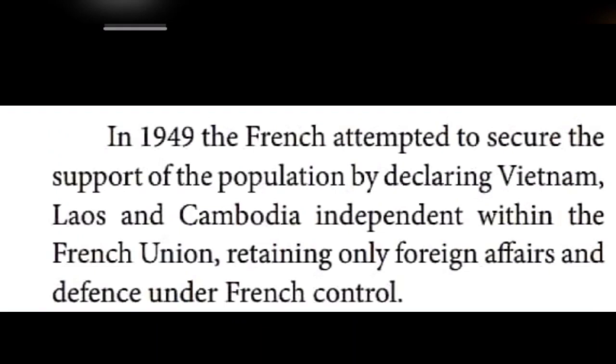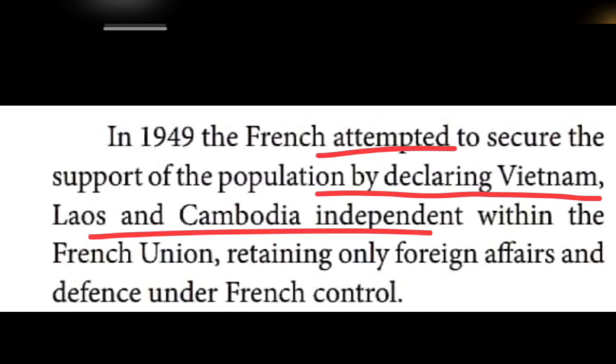Then in the year 1949, the French attempted to secure the support of the population, in order to get the people's support. The French government declared Vietnam, Laos, Cambodia independent within the French Union, but they should be under French control, though they became independent.